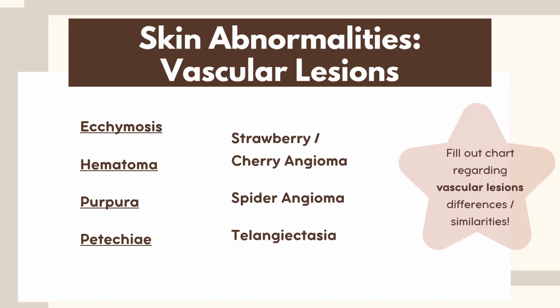Petechiae, those are going to be those round red or purple macules that are about 1 to 2 millimeters in size, typically secondary to blood extravasation and associated with bleeding tendencies or an emboli to the skin. Then you have a strawberry or cherry angioma.